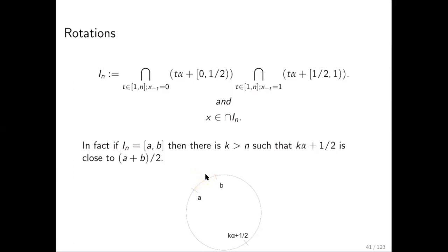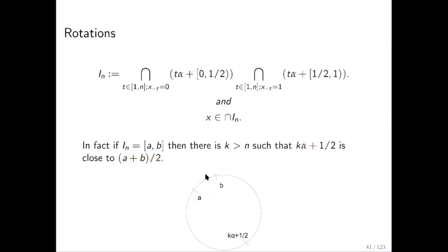Now you know that if you rotate by an irrational number, then you'll get a dense set. If I remember correctly, this was an exercise in the second chapter of the textbook, but I'm not completely sure. Anyhow, I think people in the audience would know that if on a circle I take irrational steps, then I'll get a dense subset of the circle. So if I look at the opposite end of it, at some point my irrational rotation will be very close to it. So k alpha plus 1/2 is very close to (a plus b)/2.